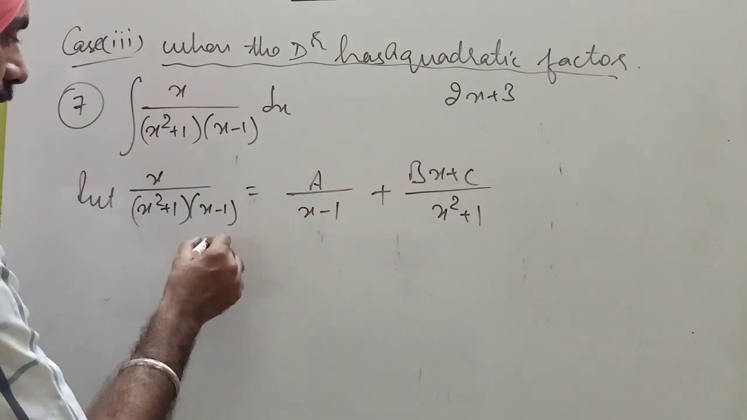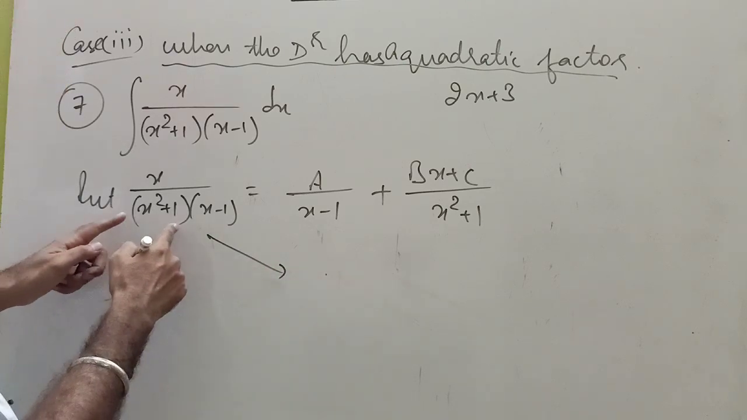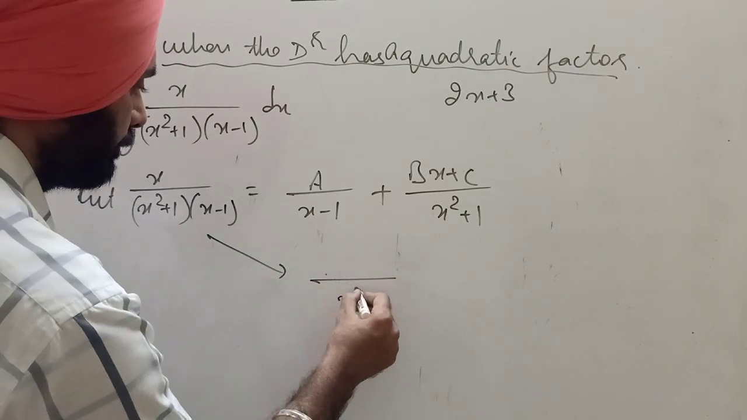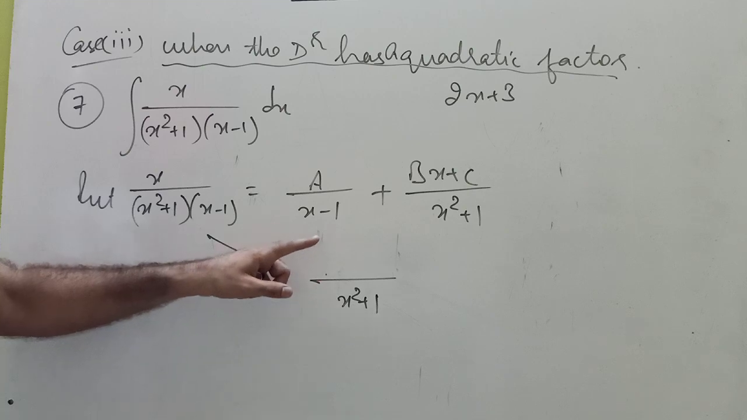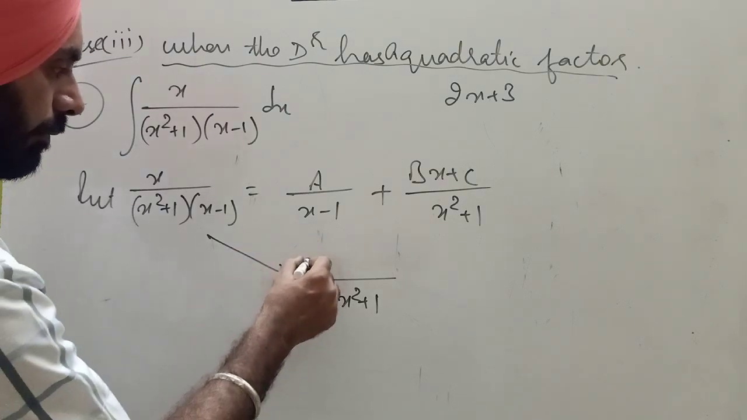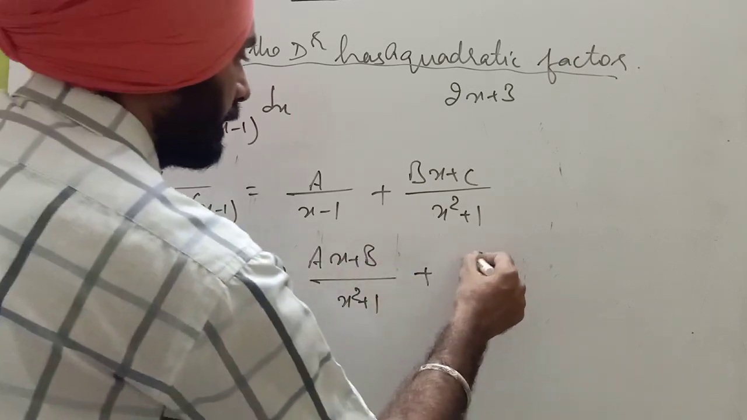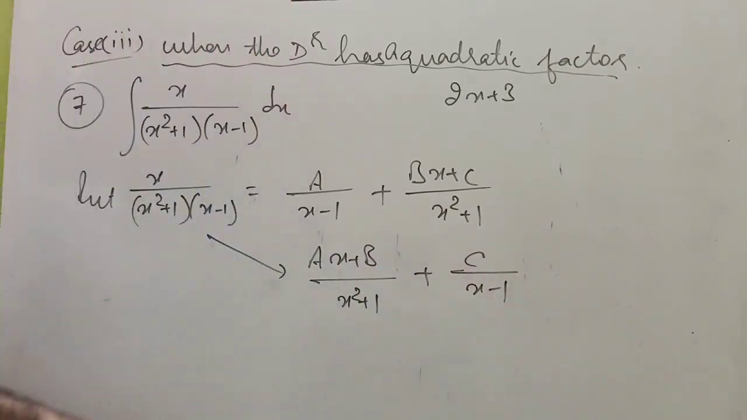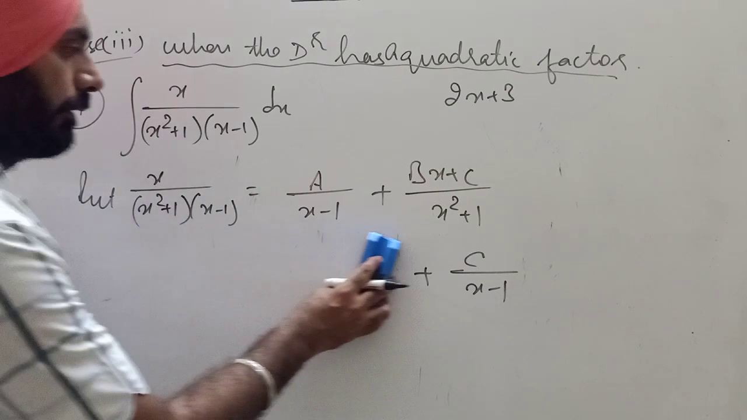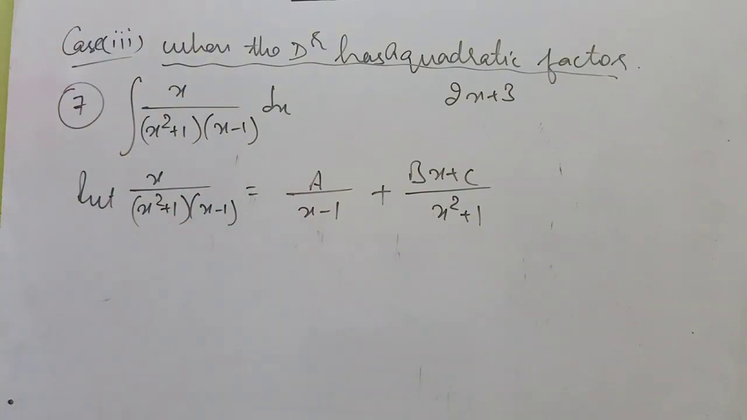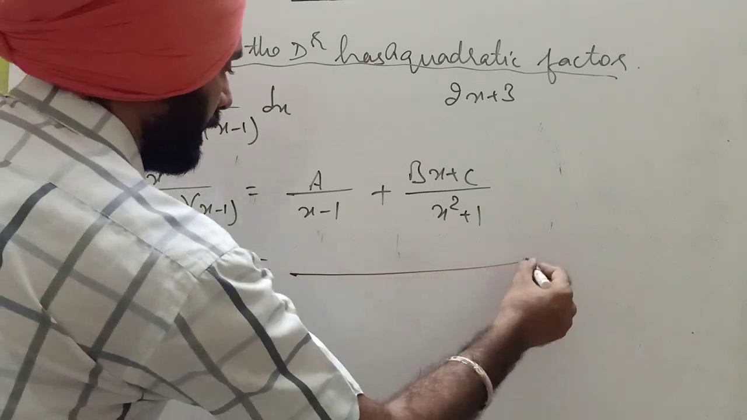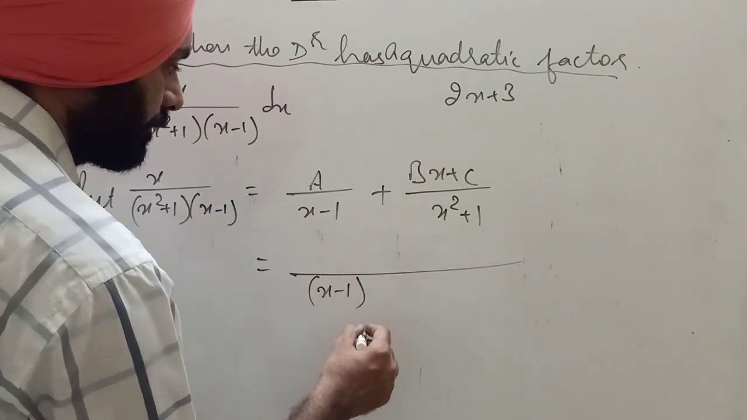This can also be put like this. First of all, take this term. In the numerator, we have to write the linear term. So write ax plus b, plus then c over x minus 1. So we can opt for either of the two. Clear? So let us start with this question. Now take LCM. The next steps are already the same, we have done them in case 1 and case 2.